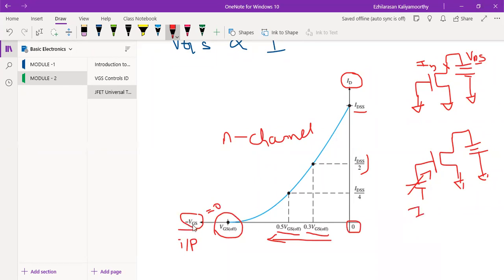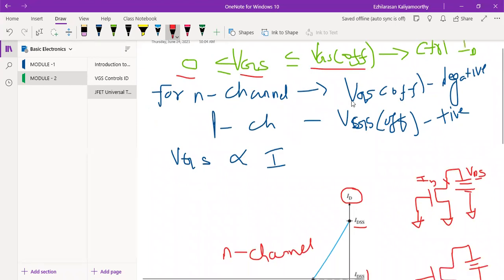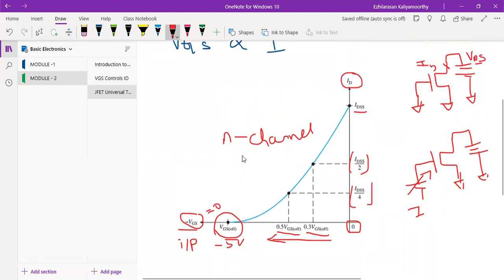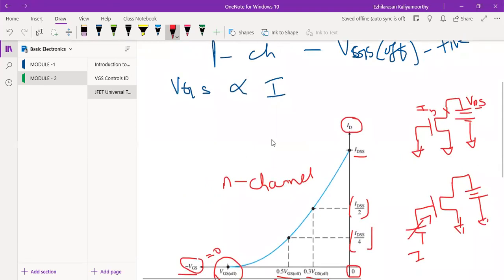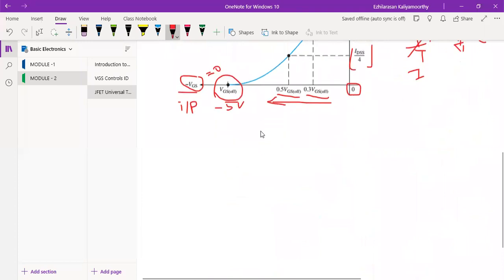It means the minus VGS reaches the maximum voltage. That is what I mentioned previously. The VGS will range from 0 to VGS off. We can consider the VGS off voltage as, for example, -5 volt. So 0.3 times of -5, 0.5 times of -5, you will get this voltage. So this is what I can say is the universal characteristics of JFET.